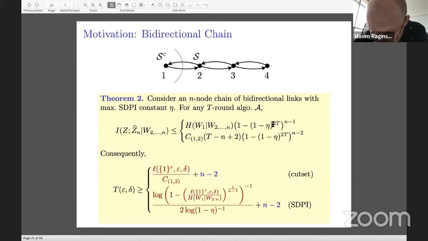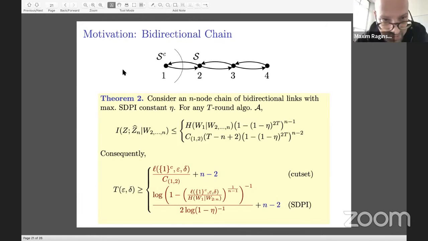Because time appears here in both cases. Well, here it appears multiplying t, right? Multiplying this t minus n plus 2, and here it appears as an exponent in the data processing constant. If we invert these, we get a cut set bound, and we get an SDPI bound. And the interesting thing here is that n minus 2, so n here is the diameter of this network, actually appears explicitly in both bounds. And whatever else we have on top of that is due to the fact that there's noise and you have to correct for it.